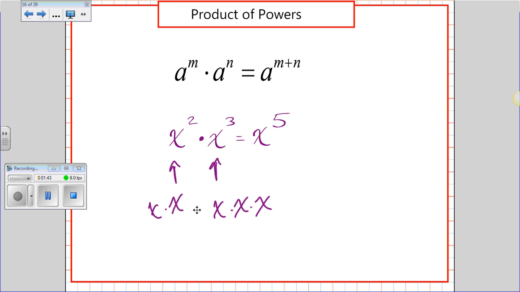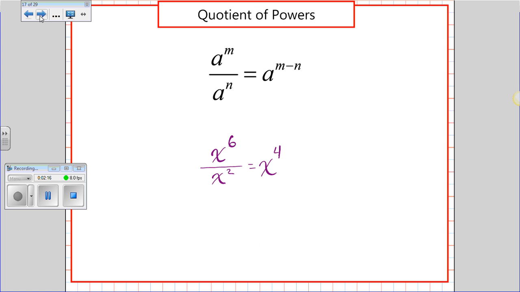If I'm going to multiply those 2 groups together, I'm going to have 5 total. So the way that I find out how many total is I add the exponents. 5 x's multiplied together is x to the 5th. All right, so I'd like for you to try this problem. X to the 4th times x to the 7th. Answer should be x to the 11th. Hopefully you got that one.